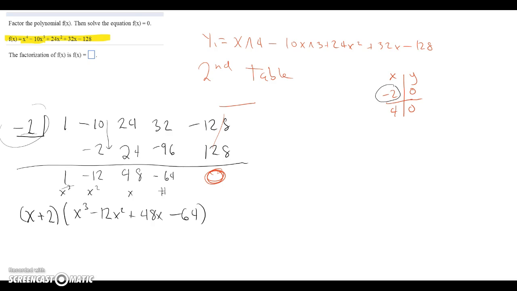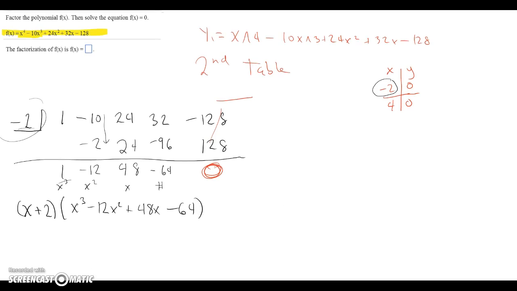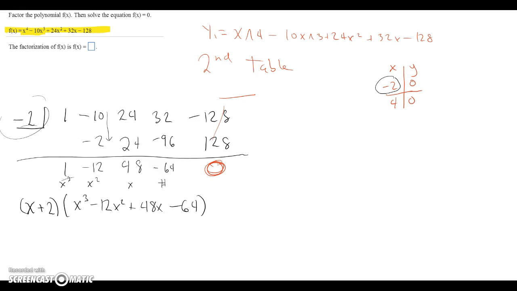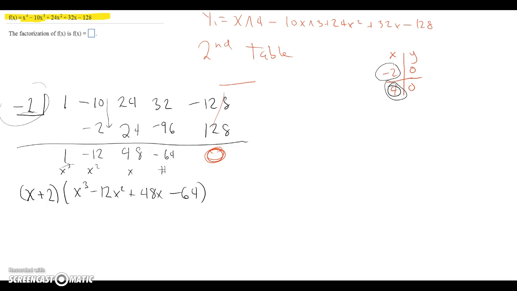Now I've got to keep working on this. I think I've got to do synthetic division again. You see I found another zero over there of 4. So now I'm going to take my resulting quotient and divide that. We're going to put 4 in the box. Then the coefficient in front of x cubed is 1, x squared is -12, our x term is 48, and our constant term is -64. Now I draw a big line underneath it.